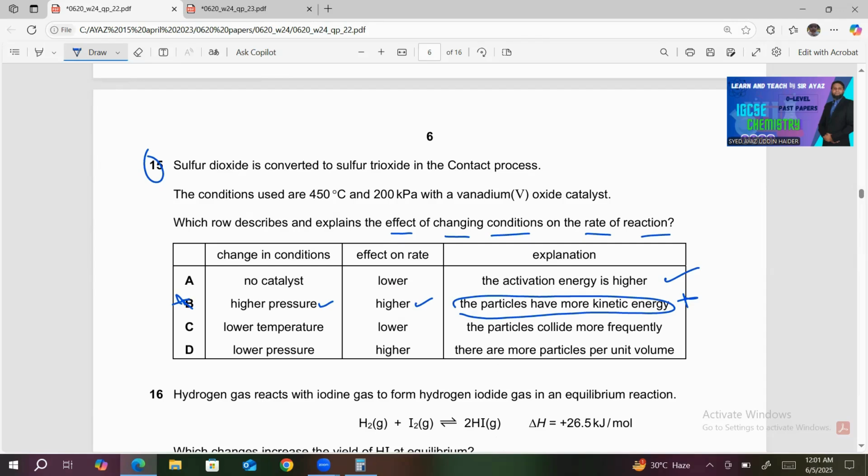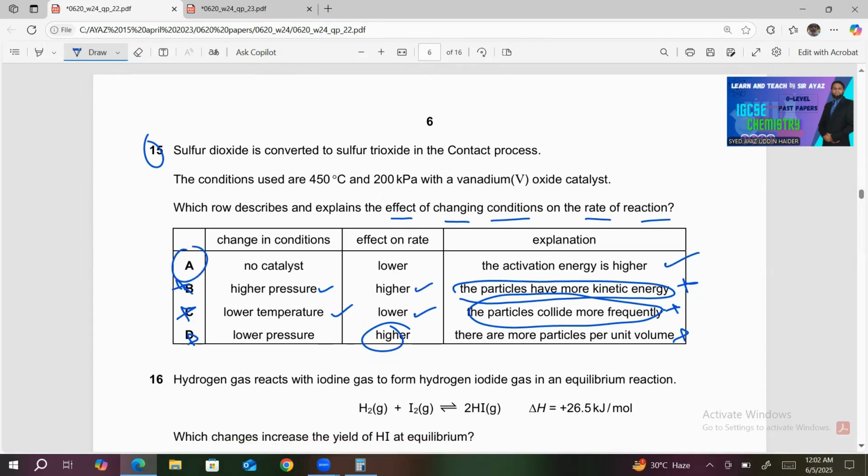C, lower temperature, effect on rate lower. This is correct. The lower temperature, what happens? What about the explanation? The particles collide more frequently. This is incorrect. Particles collide less frequently. This is also incorrect. What about the last one? Lower pressure. Effect on rate higher. This is incorrect. There are more particles per unit volume. Sounds good. So A must be the right answer in this case.